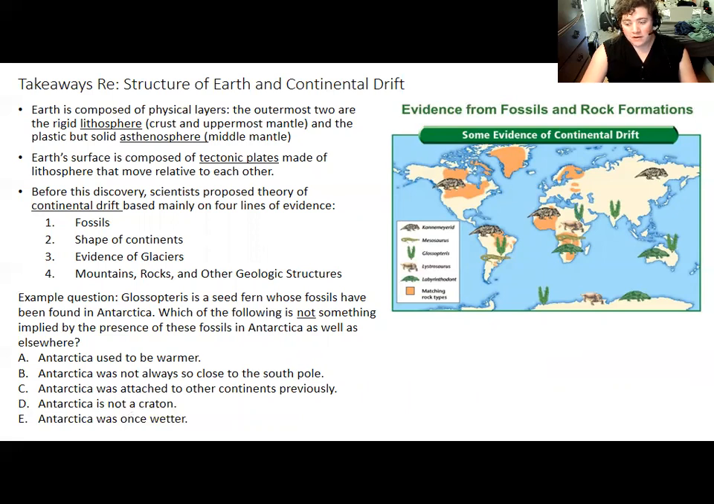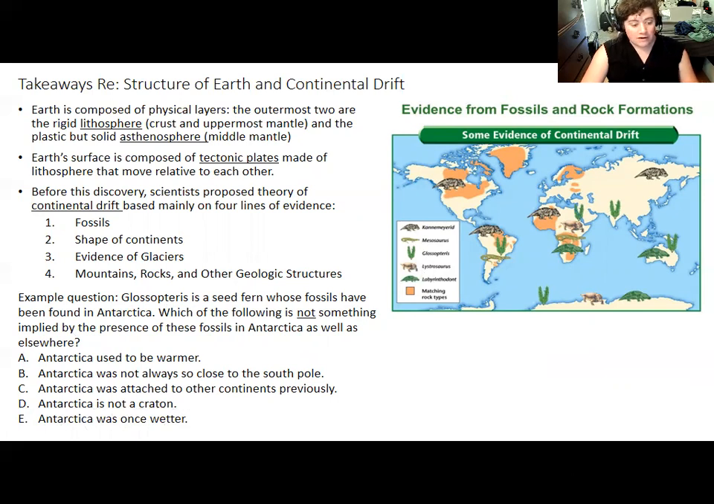So I have an example question about continental drift here, and that is Glossopteris is a seed fern whose fossils have been found in Antarctica, as well as elsewhere. Which of the following is not something implied by the presence of these fossils in Antarctica as well as elsewhere? A, Antarctica used to be warmer. B, Antarctica was not always so close to the South Pole.